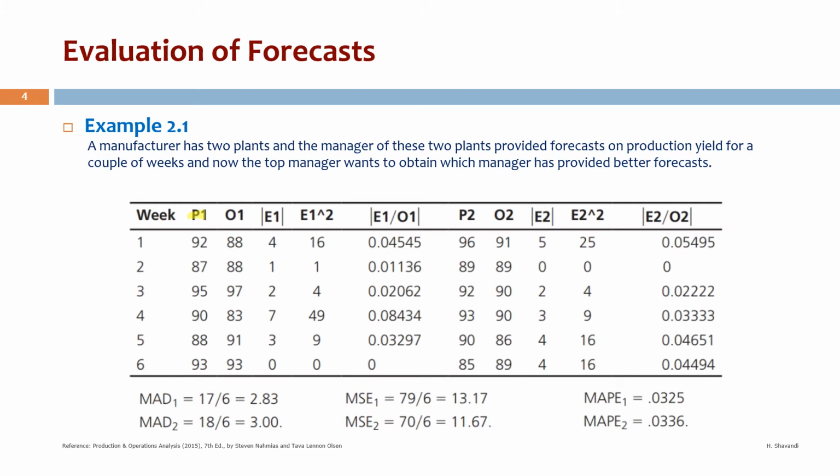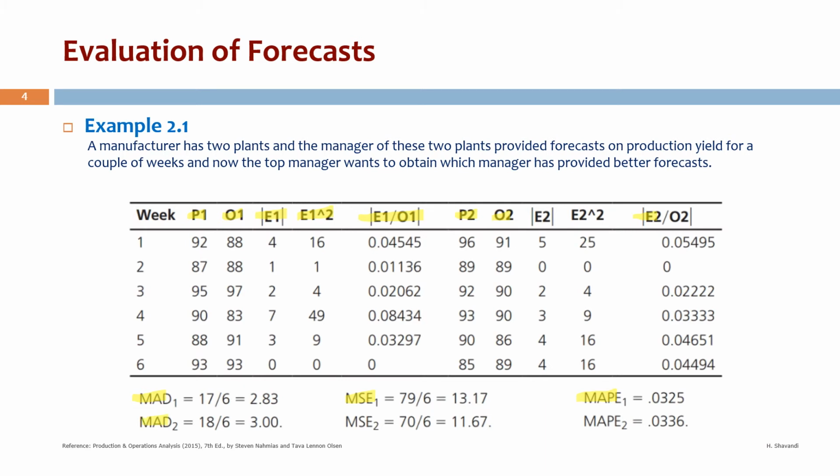So here P1 is the forecasted demand for plant 1. O1 is the observed demand for plant 1. So we can calculate the absolute value of the error, and then the squared value of the error, and the absolute value of the percentage error, E divided by O, error divided by the actual demand, and also the same for plant 2. Okay, so by having these values, we can calculate the performance measures: MAD, MSE, and MAPE.